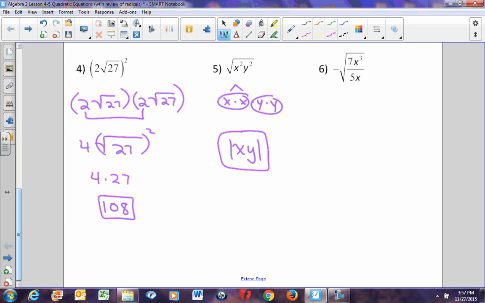So if you take an odd number of variables out of an even numbered root, you must have an absolute value symbol so as not to accidentally introduce a negative.